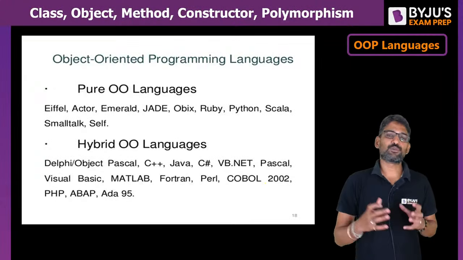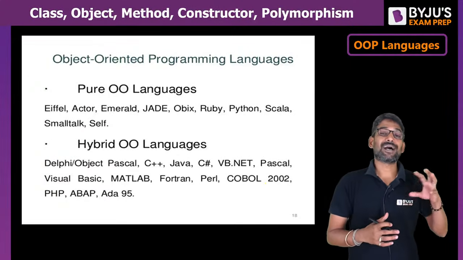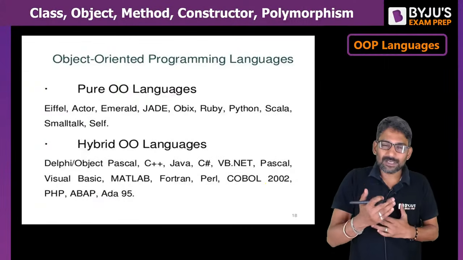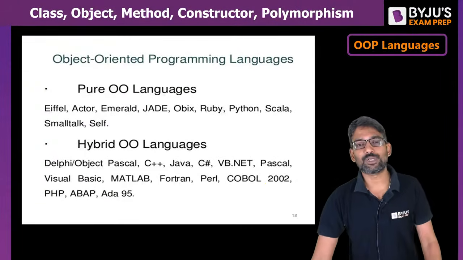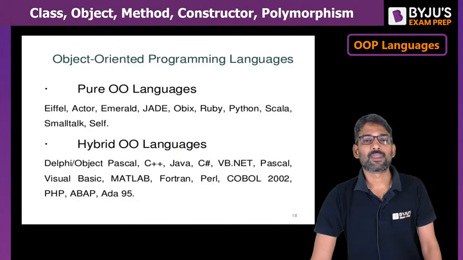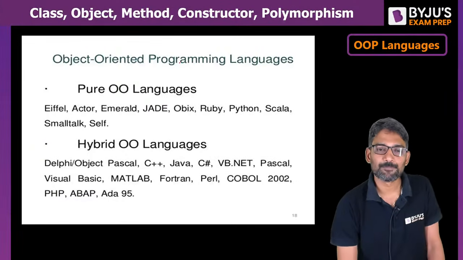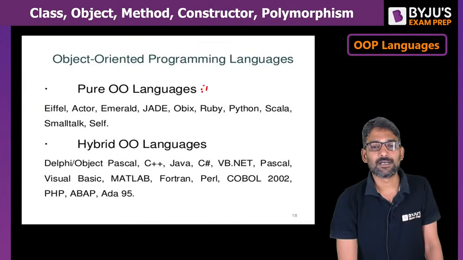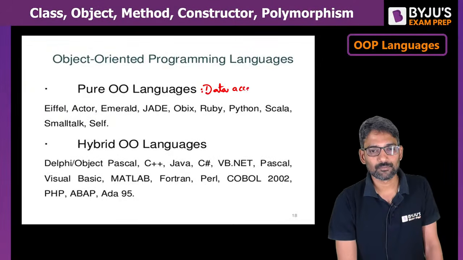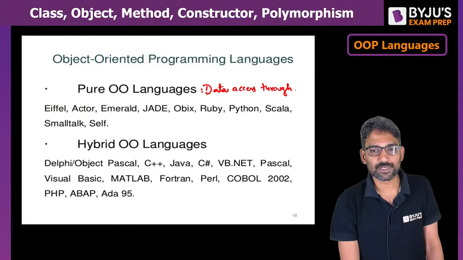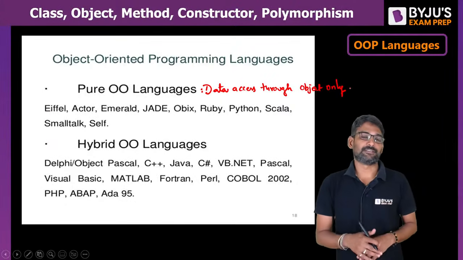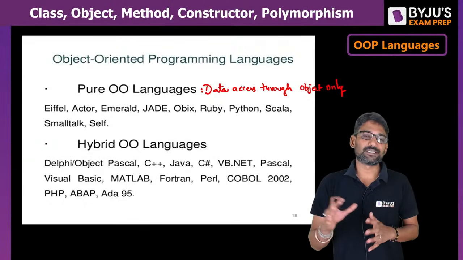Now, what are object-oriented programming languages? If you observe, we have two categories: pure object-oriented and hybrid object-oriented. What is the difference? Pure object-oriented languages, as you see in the list here: Eiffel, Actor, Emerald, Jade, Obix, Ruby, Python, Scala, Smalltalk, etc. These are all referred to as pure object-oriented programming languages. Why? Here you can access data only through object. Data access through object only means object is mandatory in pure object-oriented languages.